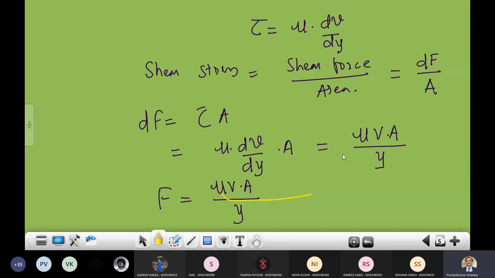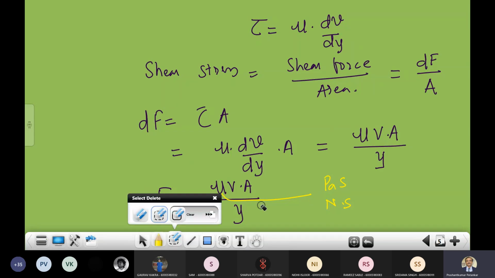Yes, students. What is the unit of dynamic viscosity? Why are you taking so much time? Newton per second? Sorry? Is it Pascal second or Newton per second? Which unit are you telling me? I am talking about the unit of Pascal second.